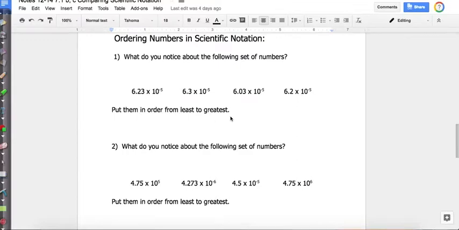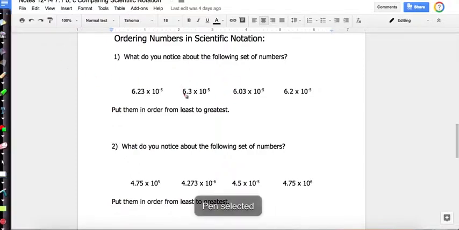Welcome to my video on ordering numbers in scientific notation. So in the previous day's lesson, we looked at comparing numbers written in scientific notation. And so now we're going to use our knowledge of comparing numbers in scientific notation to order 3 or more numbers written in scientific notation.